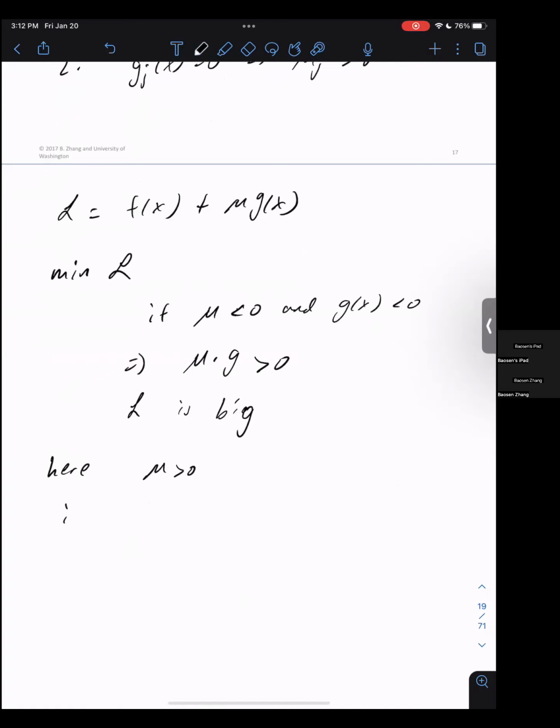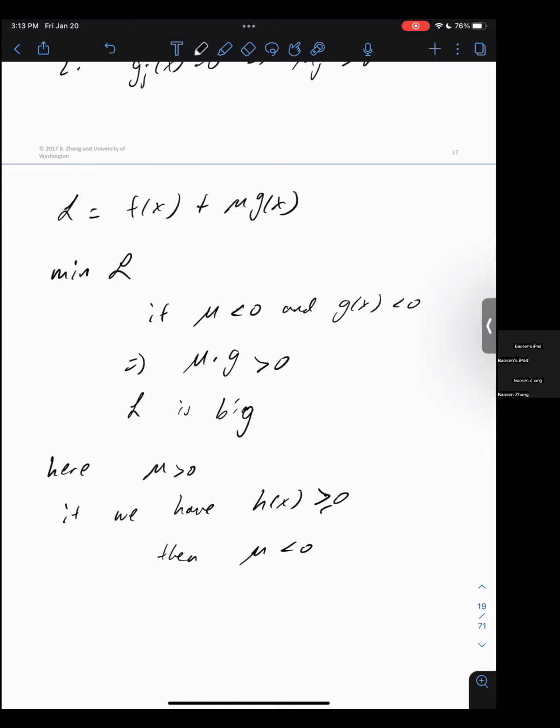So in the other case, if we have h of x greater than 0, then mu will be negative. Okay, so there's a sign convention here. We will always pick this sign convention: mu will always be positive, simply a convention you pick.